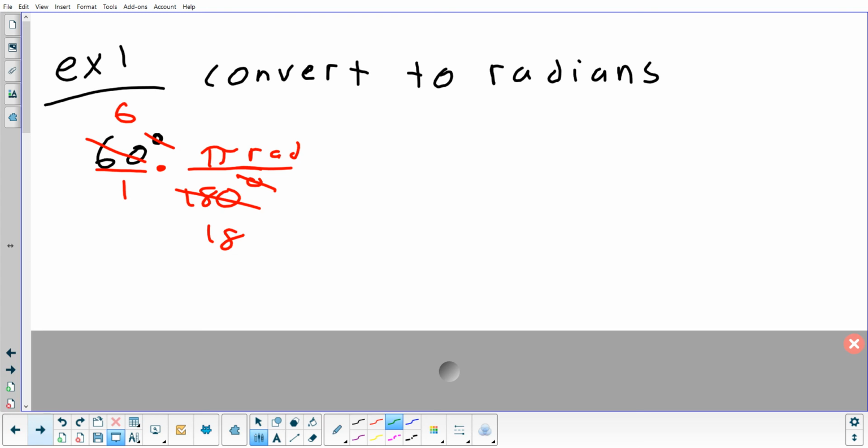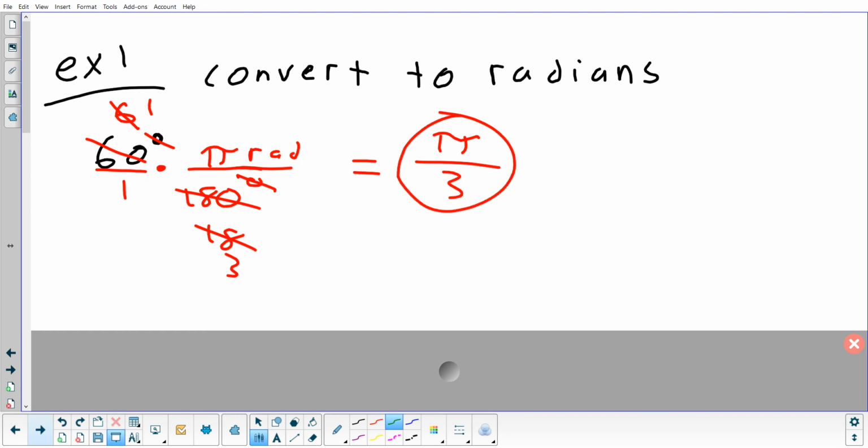6. We could have done 60, yeah. 6 goes into itself once, and 6 goes into 18 three times. Kind of like reducing square roots. If you want to do a small number first and then do it again, you can, or just find the biggest number right away. All right, so the final answer we get here is 1 times pi divided by 1 times 3. And that's the answer.